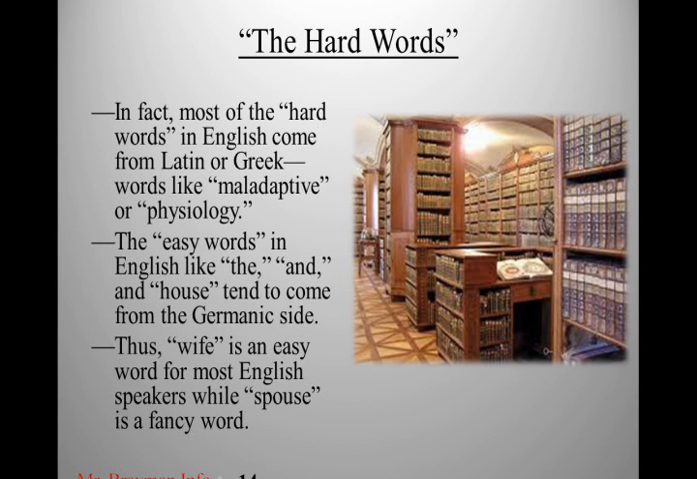The easy words in English, right? Words like the, or and house, those tend to come from the Germanic side. So usually English speakers consider a word like wife to be an easy word, right? Whereas spouse, right, which, if you speak Spanish, right, esposa, spouse is a fancy word, right? If I call my wife my spouse, everybody thinks I'm trying to be fancy. If I call her my wife, it's just his wife, right? So it's an interesting feature.